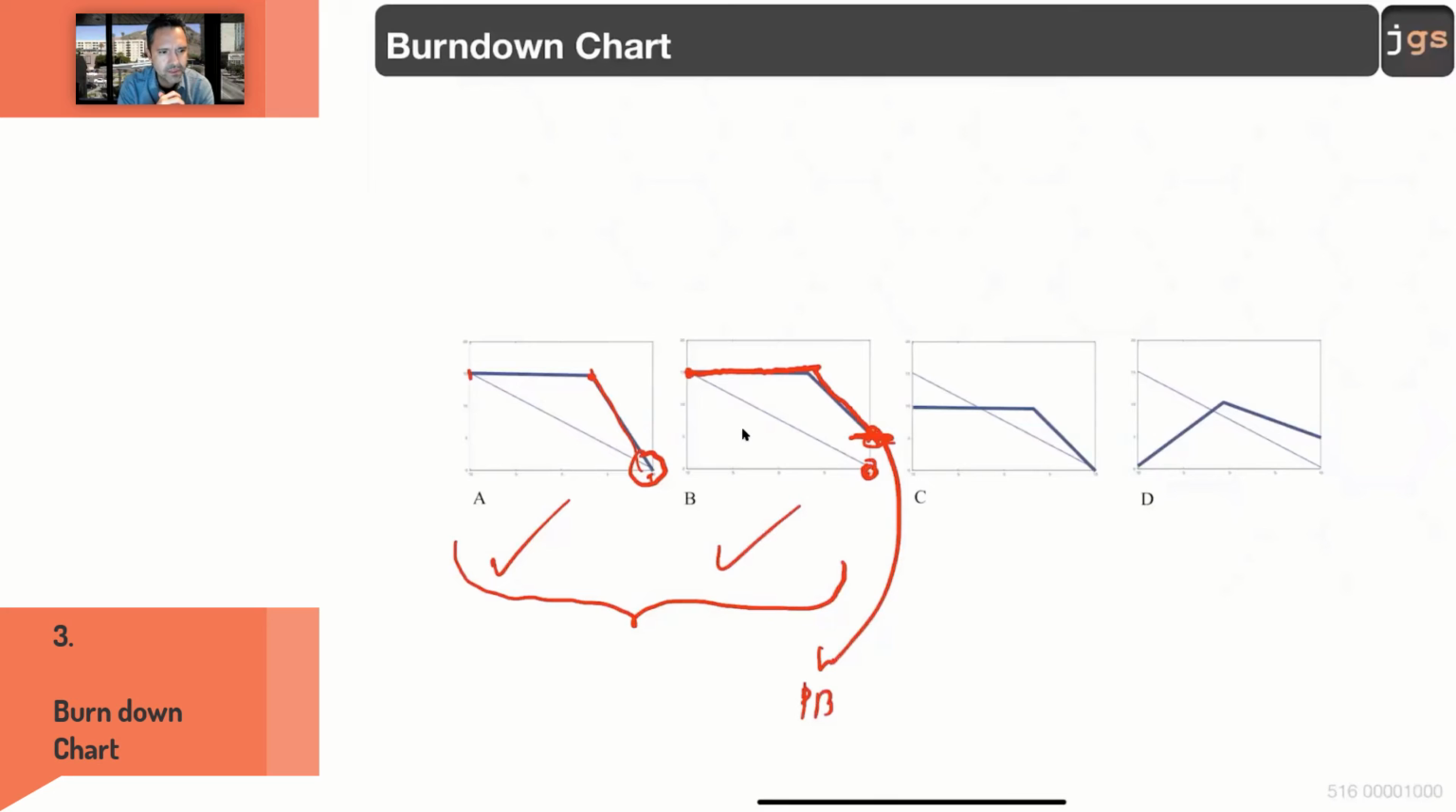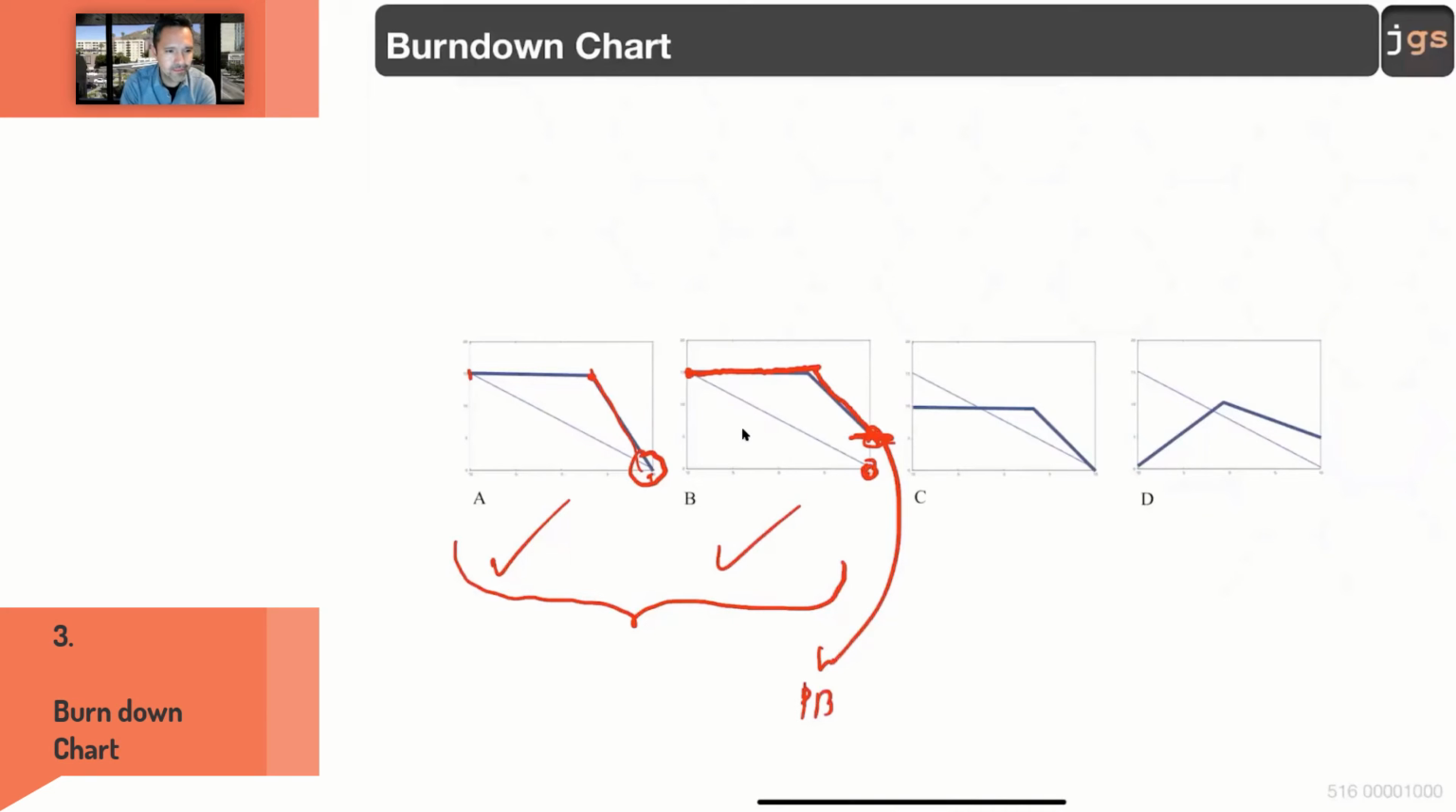They are burndown charts. They look like that. There are lines there. Could you say that C or D are burndown charts? If not, why not? If yes, tell me.